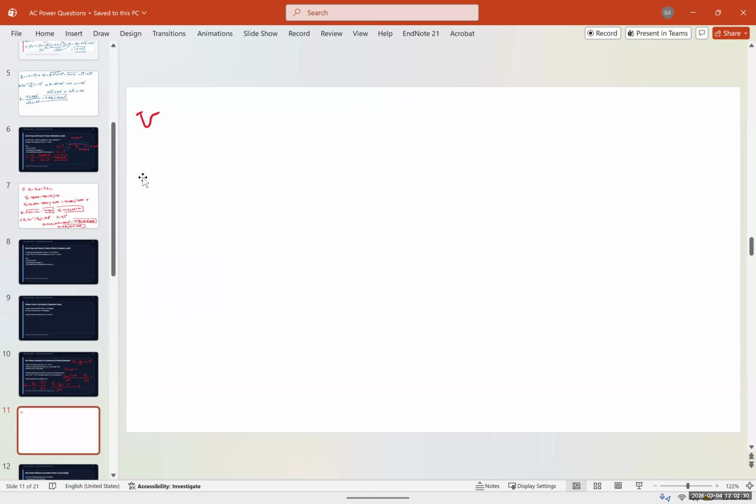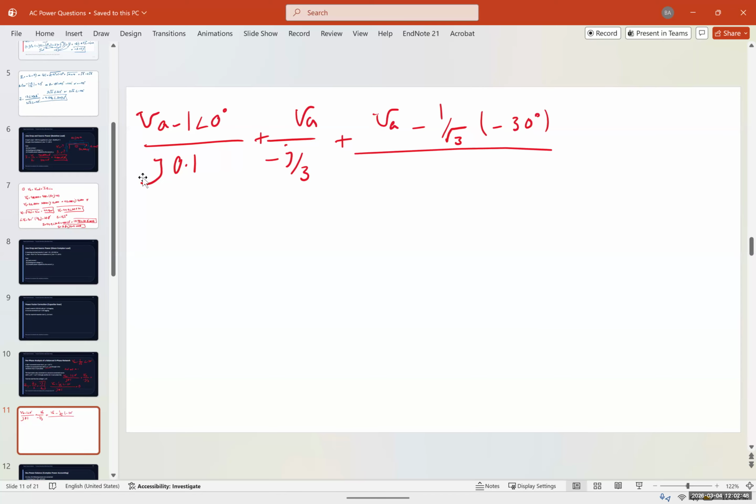So again, I'm going to write it here. It's going to be (VA minus 1 with a degree of 0 degrees) over j0.1, plus VA over negative j over 3, plus (VA minus 1 over square root of 3 with the degree of negative 30 degrees) over j0.1. It's going to be equal to 0. We have to convert the rectangular form to polar form to be able to calculate this. And when we do that, VA would be approximately equal to 0.9 with a degree of negative 10.9 degrees volt.